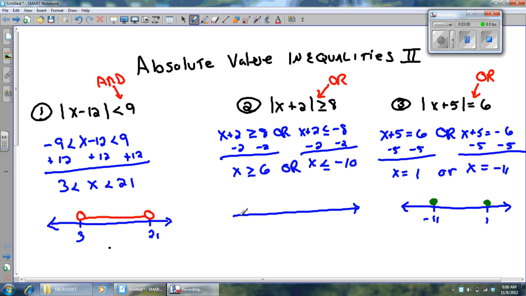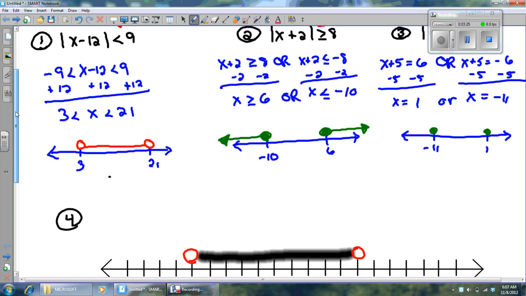My number line, negative 10, 6. Points are closed. And from what I've learned in math class, yours have to go out like that, and have to go out like that. And there you go.